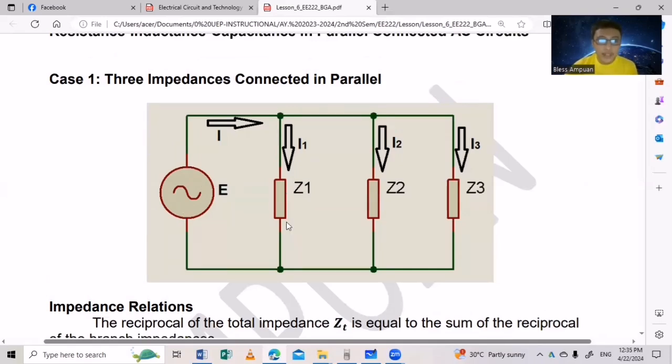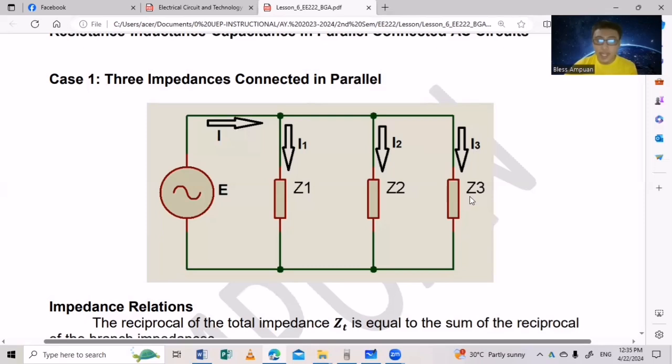Okay, so based on our circuit in our first case, we have three impedances connected in parallel. If you observe, this is our AC source or supply voltage. The current that leaves this voltage supply is our total current. And this is one node in here. So the total supply current will be divided into three, which are I1, I2, and I3. So we have three impedances.